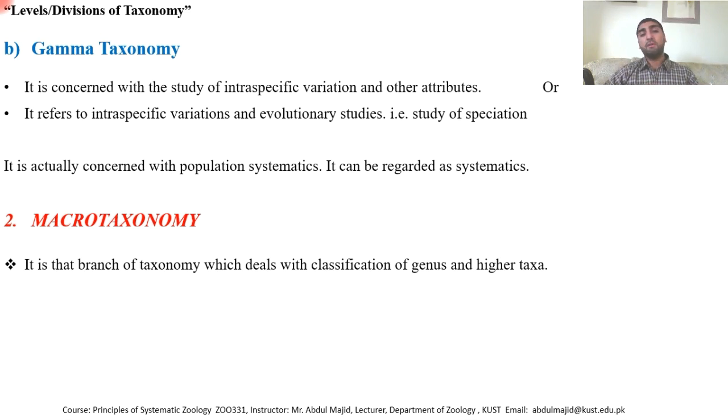It is that branch of taxonomy which deals with the classification of genus and higher taxa. So in macrotaxonomy, we study and classify genus and higher taxa. At the micro level, we study species and subspecies, but in macro, we study genus and upward. It has only one stage, that is known as beta taxonomy, or beta phase, or synthetic phase.